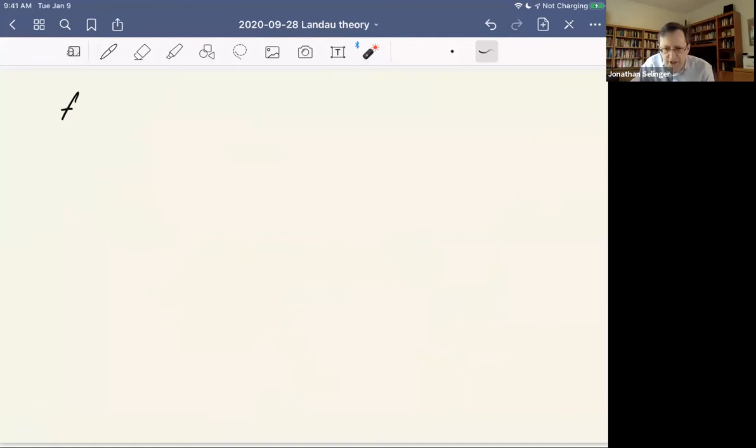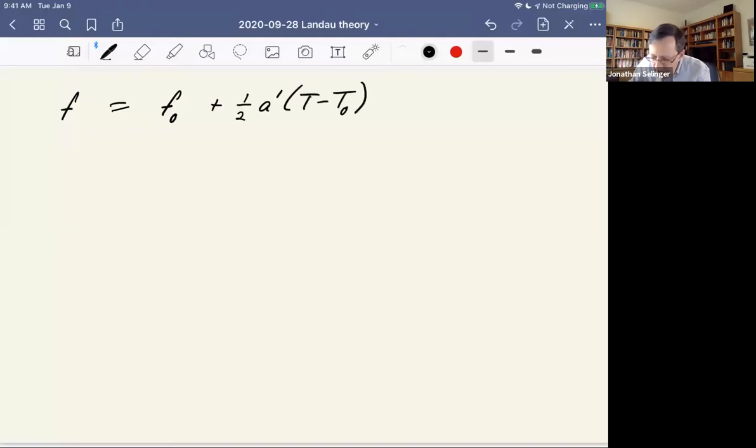So, as Cheng said, going up to the fourth order term, I have a free energy, which is F0 plus 1/2 A prime (T minus T0) M squared plus 1/4 B0 M to the 4th plus dot, dot, dot.